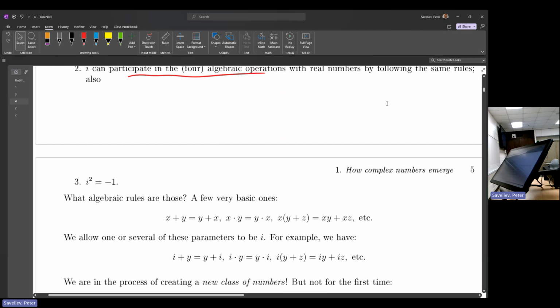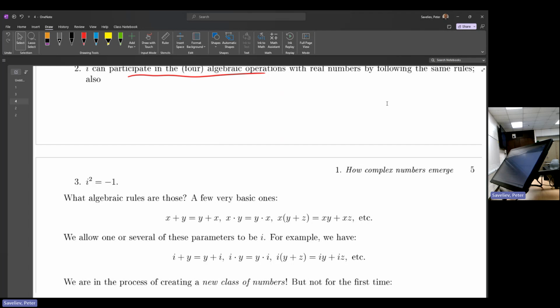These are the rules, by the way. For example, x plus y is equal to y plus x. The same with multiplication, factoring, expanding, and so on. And we say that these will also be applicable to i, which creates right away numbers that are complex. This is what a complex number is.